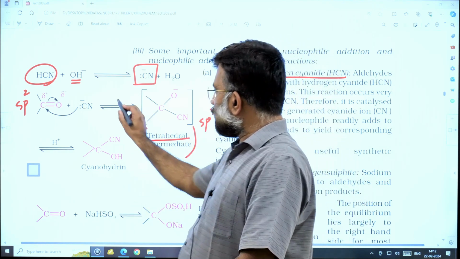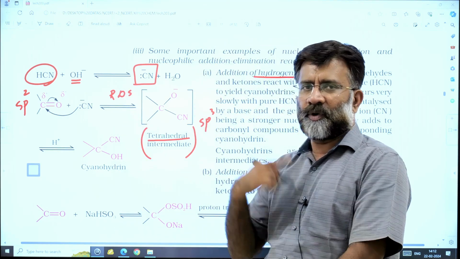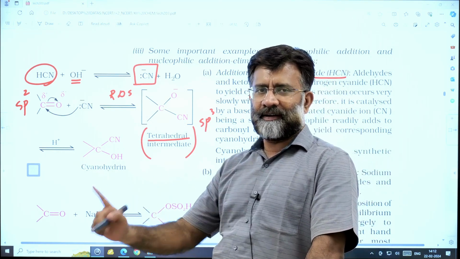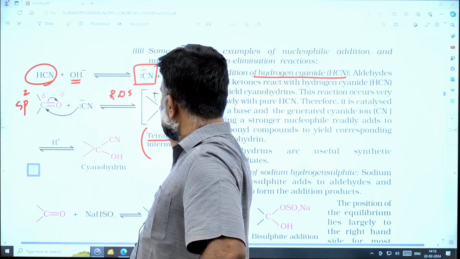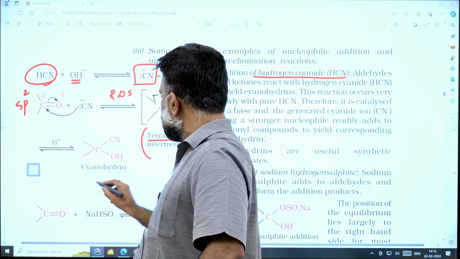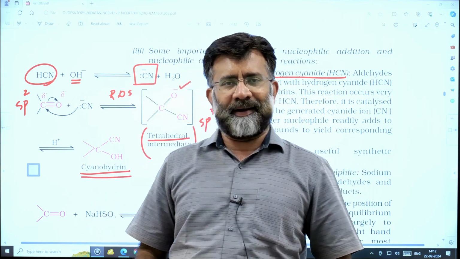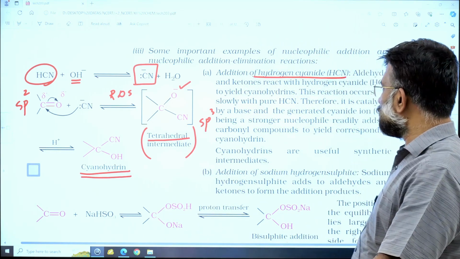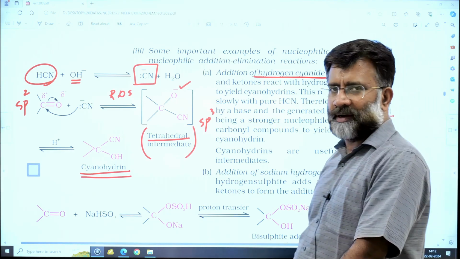So this is the rate determining step of the reaction where the nucleophile is added, and hence it is called a nucleophilic addition reaction. And now there is proton capture: O minus captures H plus and you get the final product, CN and OH, cyanohydrin. It is called a cyanohydrin, right? So the reaction happens in the alkali medium so that we get cyanide ion sufficiently available.